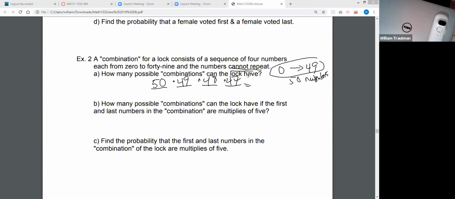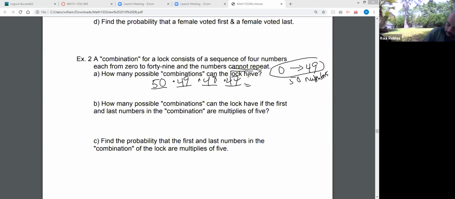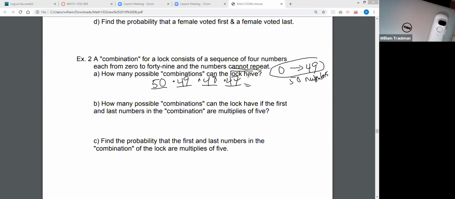50 times 49 times 48 times 47. That is a big number. Yes, but I want to show you. So that's why they sell so many combination locks. There are 5 million different ways of doing the combination. It's hard to open somebody else's combination then.